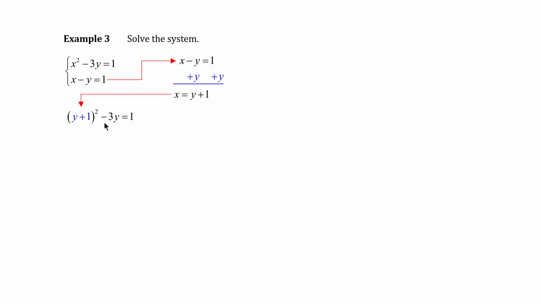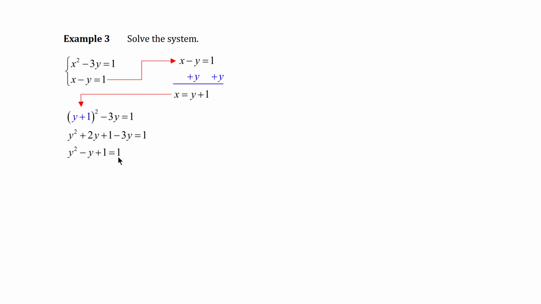Next, we multiply out the (y plus 1) squared as a perfect square and then bring down all the other terms. The result is y squared plus 2y plus 1 minus 3y equals 1. Next, we combine like terms with the 2y and the minus 3y to get negative y, and then bring down all the other terms. The result is y squared minus y plus 1 equals 1.